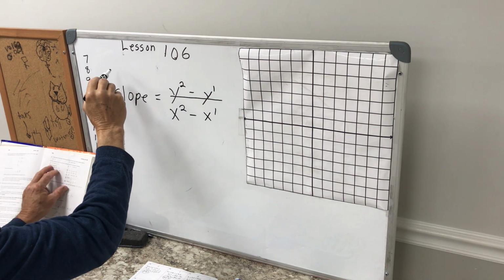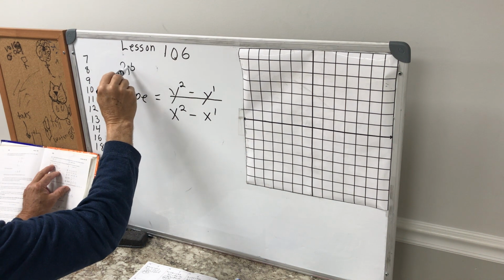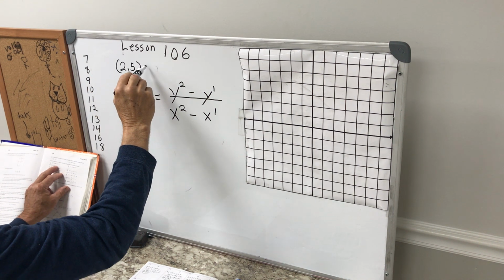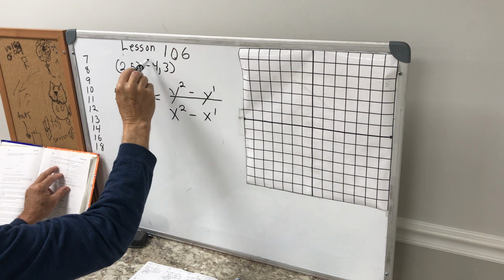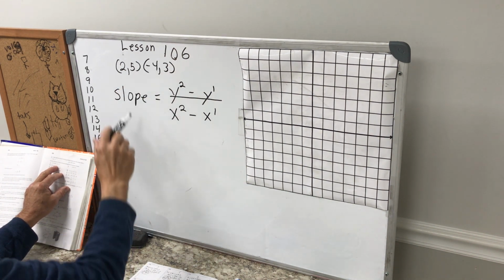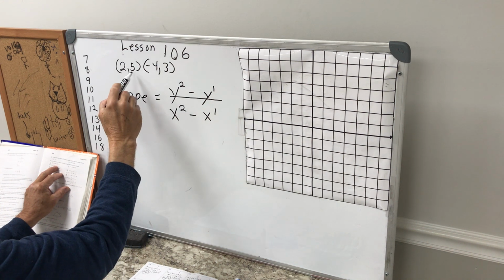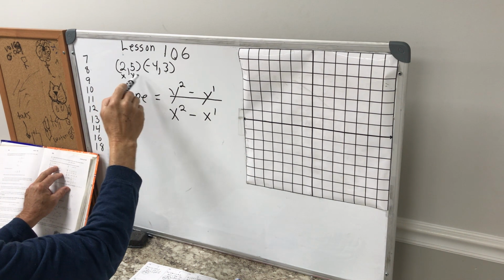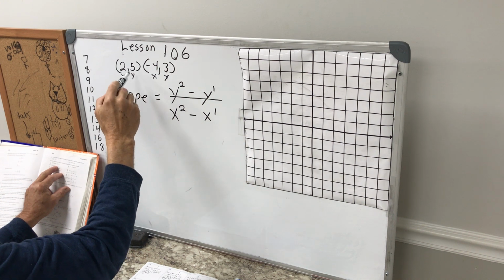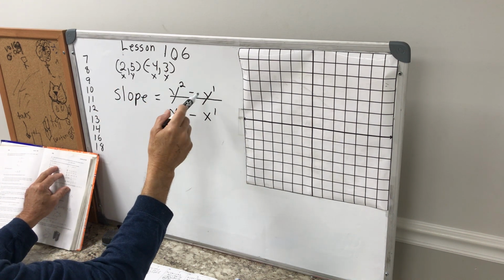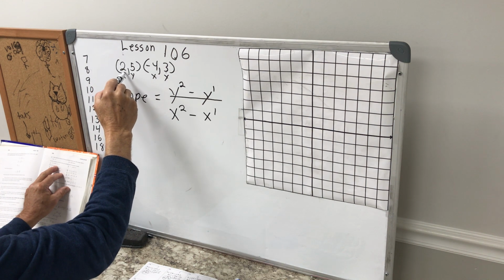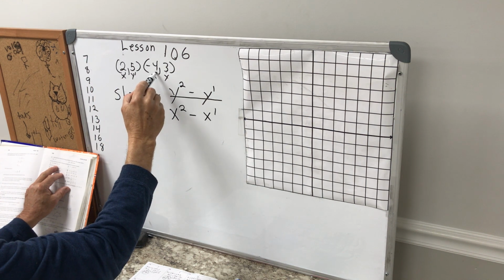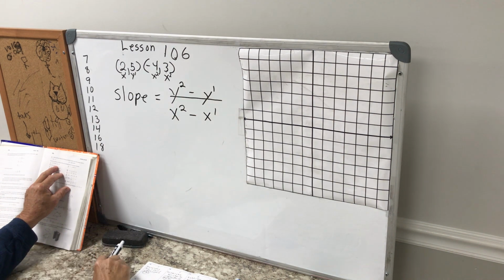On number 7, they're giving us the ordered pairs 2 and 5 and negative 4 and 3. All this is showing us is that you understand that the second number is always the y, and the first number is the x. I think you understand that. This is x, this is y, this is x, and this is y. And just for the sake of why we have y2 and y1, we're going to consider the first one as 1, and the second one as 2. I'll stop just a moment for you to really get that in your head.